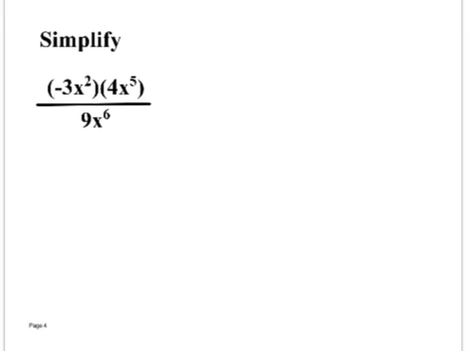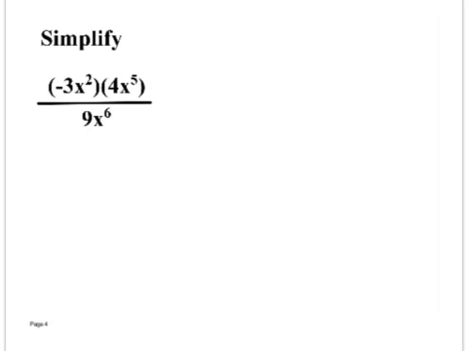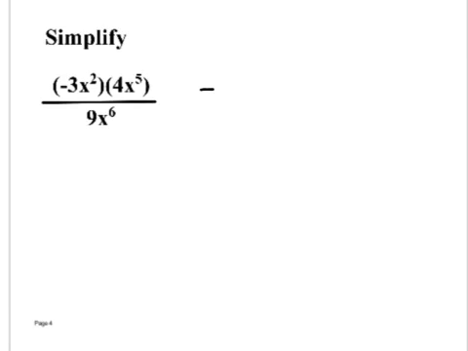Now these are where we simplify, so write this down. The first thing I'm going to do is multiply the negative 3x squared and the 4x to the fifth. Negative 3 times 4 is what? Negative 12. x squared times x to the fifth is what? x to the 7th. Remember, you add exponents. So I'm going to take out 3.